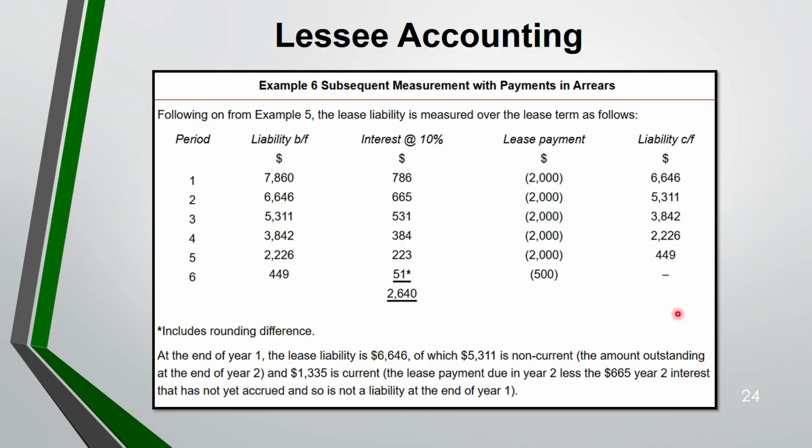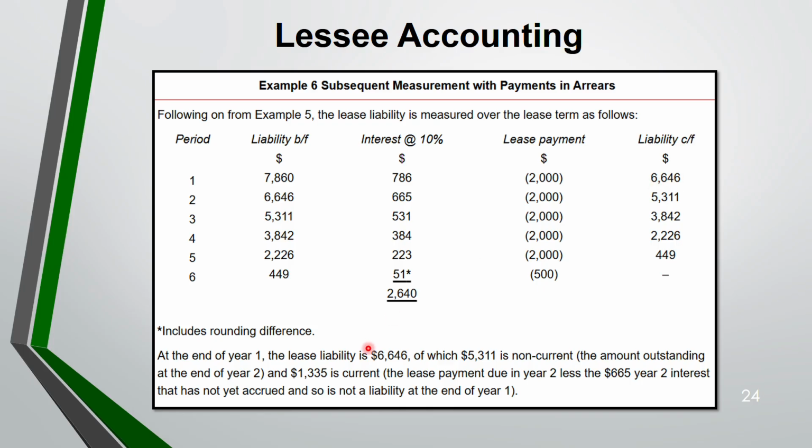So what you need to understand from this table is that in your FR exam, you will not be asked for the full 5-6 year schedule of lease payments or liability. That they will not ask, but at least they will ask for 2 years. Why? So that you can divide between your current and non-current liability. That's why at least 2 years they will ask. So at the end of year 1, your lease liability is this 6646.